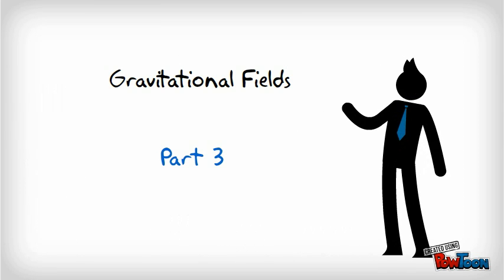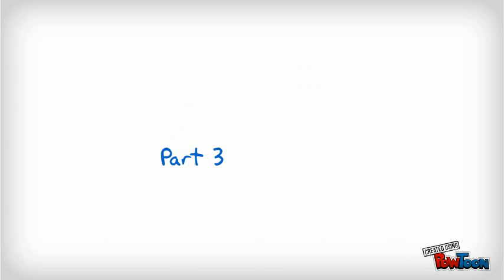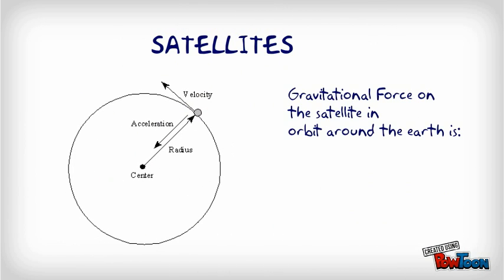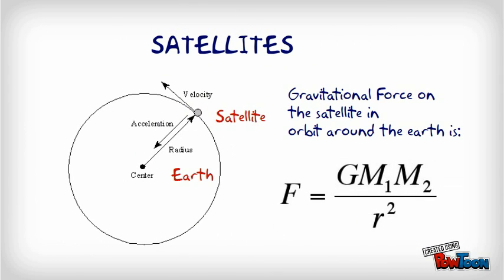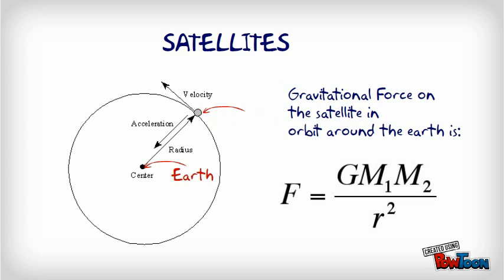We're now coming to part 3 of gravitational fields, and we're going to look at satellites. So here we have a diagram of a satellite in orbit around the Earth, and we know that the gravitational force on the satellite, which is represented by the letter F, is equal to G, the gravitational constant, multiplied by m1, which is the mass of the satellite, multiplied by m2, which is the mass of the Earth, all divided by r squared, where r is the radius of the orbit.